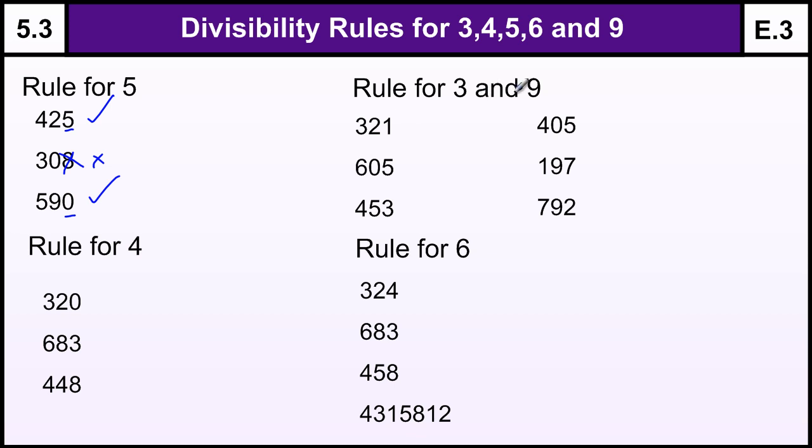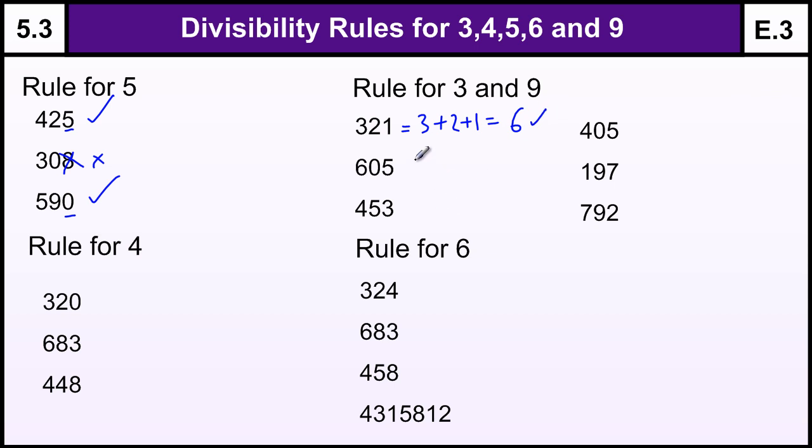The divisibility rule for 3 and 9 is a really nice rule. If I've got the digits 3, 2, 1, if I add the digits 3, 2 and 1, that makes 6. And if that sum of the digits is in the 3 times table, so 3, 6, 9, 12, 15, 18, then that is divisible by 3, so 321 is.